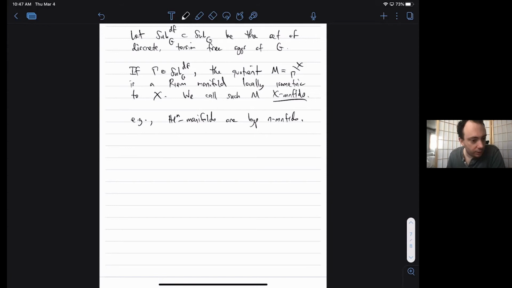Is the set of discrete subgroups a closed set? It's not a closed set. You can have a sequence of cyclic groups, for instance, that converges to a group that's isomorphic to R.